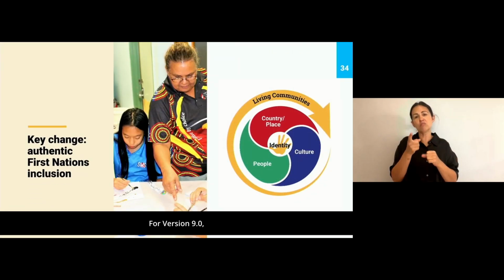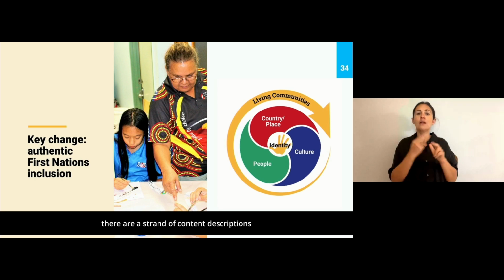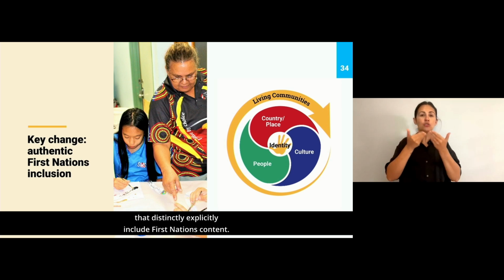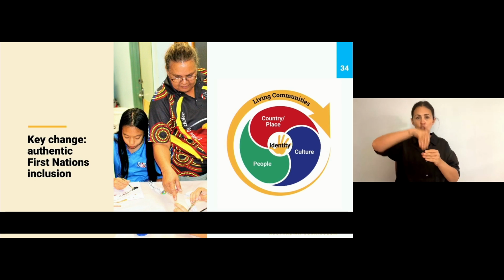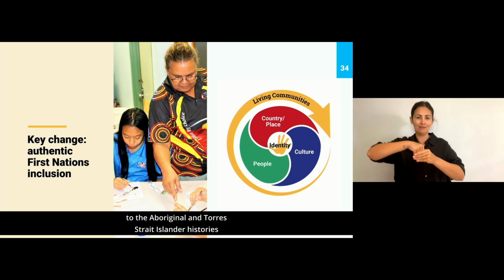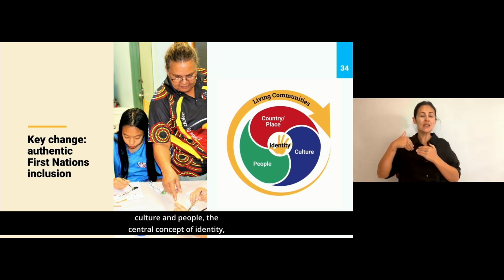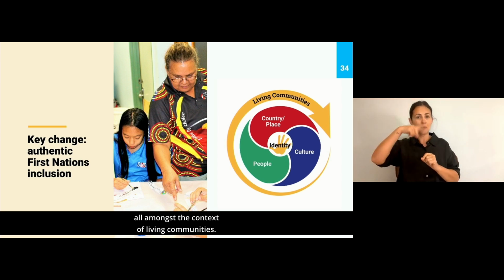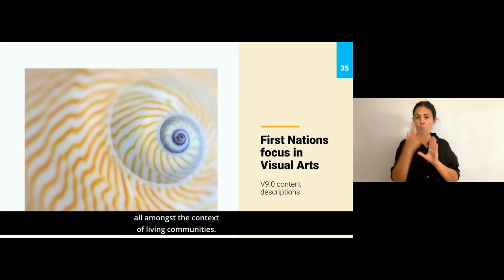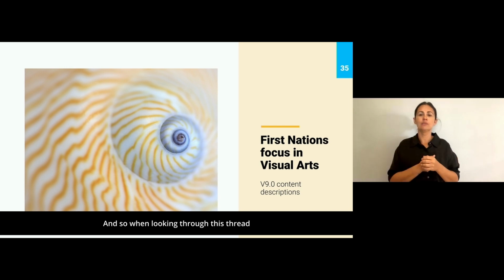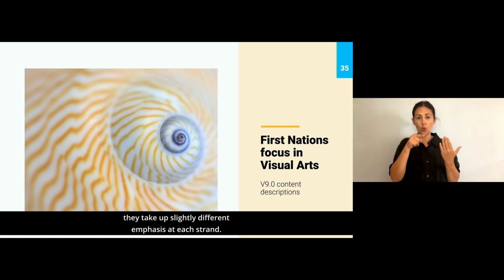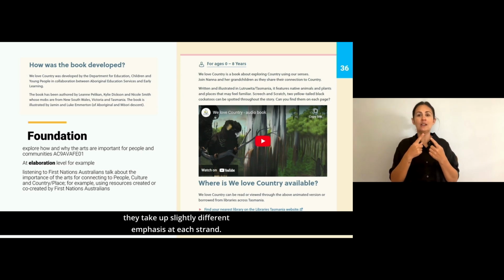For version 9, there is a strand of content descriptions under the exploring and responding strand that distinctly, explicitly includes First Nations content. There are clear connections to the Aboriginal and Torres Strait Islander histories and cultures, organising ideas of country, place, culture and people, the central concept of identity, all amongst the context of living communities. And so when looking through this thread at the different levels, they take up slightly different emphases at each strand.